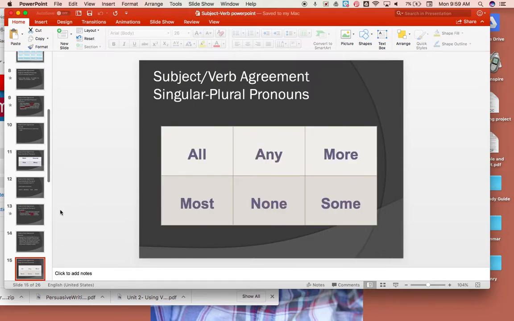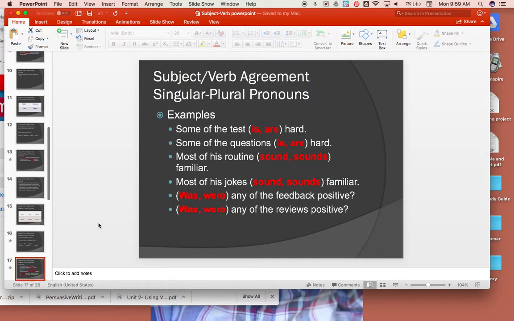Okay, here they are. You have to know these. I would definitely make sure that I memorized all of these. So all, any, more, most, none, some. They can be singular or plural. So let's look at some examples.